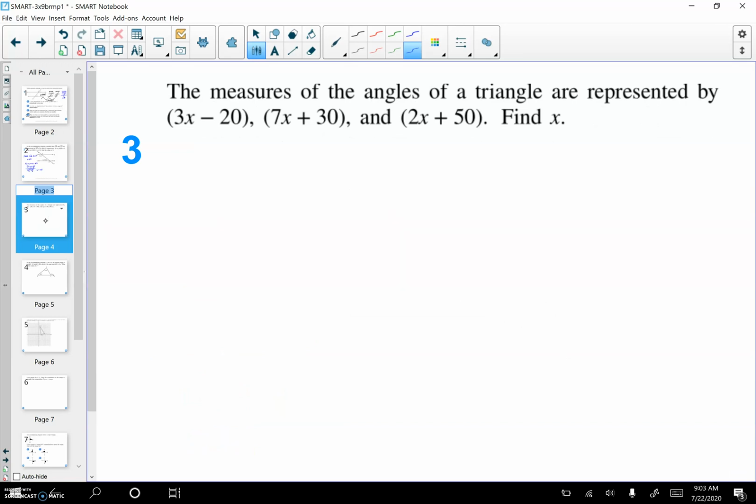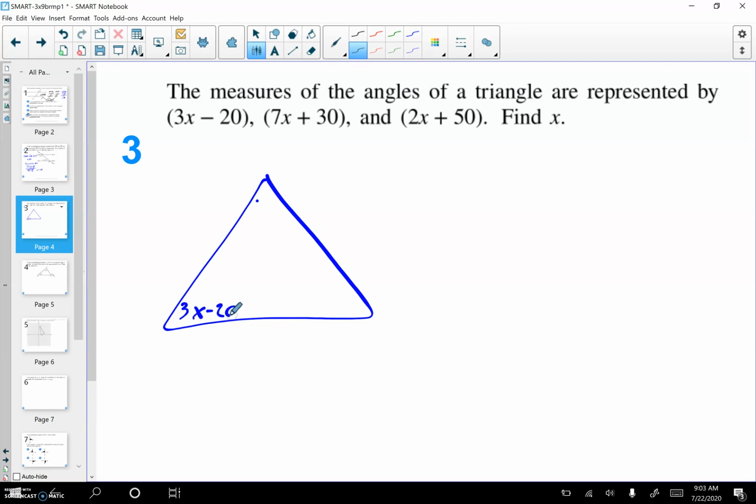The measure of the angles of the triangle are represented by 3x minus 20, 7x plus 30, and 2x plus 50. So you could draw a triangle here if you'd like. So you have 3x minus 20, you have 7x plus 30, and you have 2x plus 50. All right, so it doesn't matter where each angle goes. Just recognize if you have three angles of a triangle, they have to add to 180. So 3x minus 20 plus 7x plus 30 plus 2x plus 50 equals 180. All right, triangles always add up to 180.